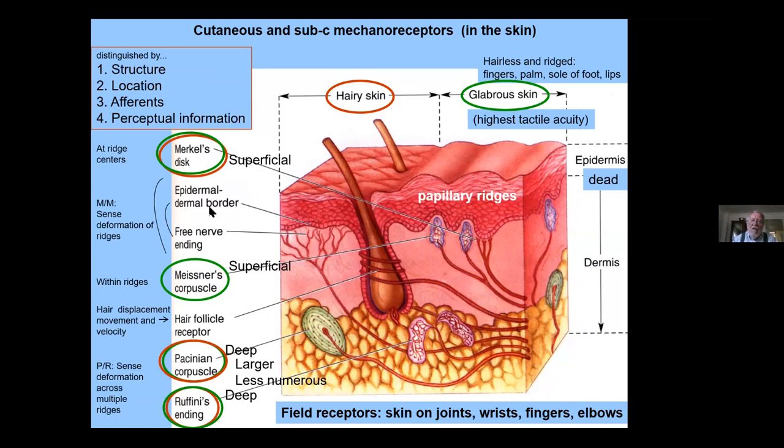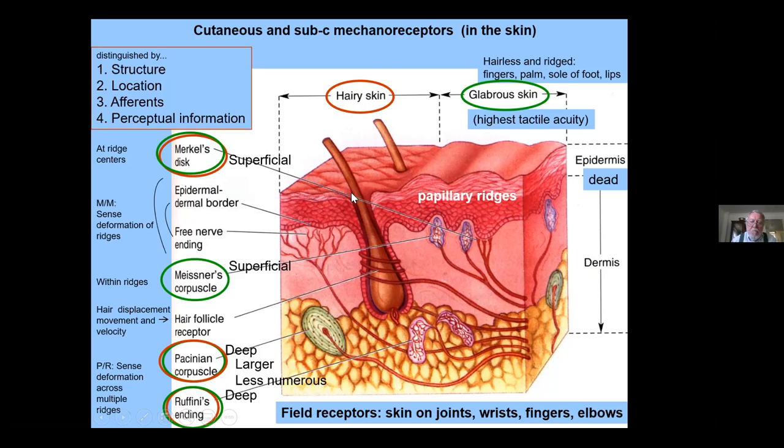So here is non-glabrous hairy skin. Here's glabrous skin. Now, notice out here superficially with some of these things, we really don't have that many receptors. But what we start to do is we can see when we go a little bit deeper, we have Merkel's discs right here. We have Meissner's corpuscles right here.